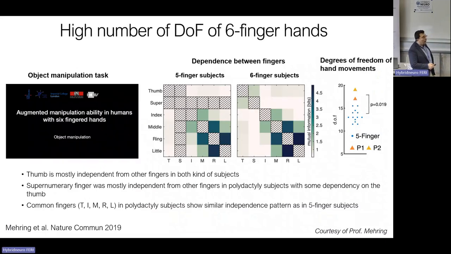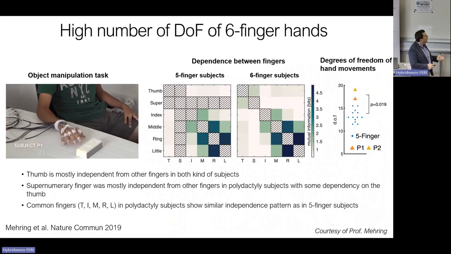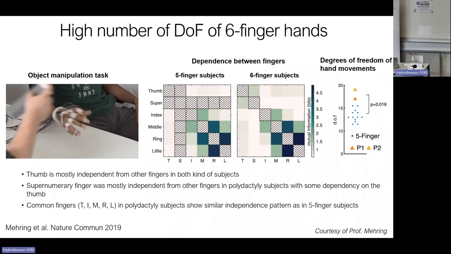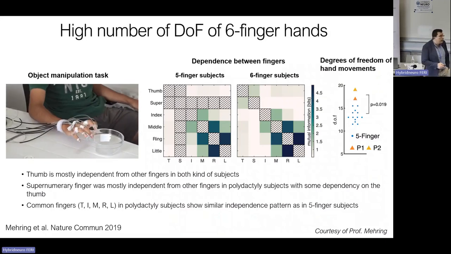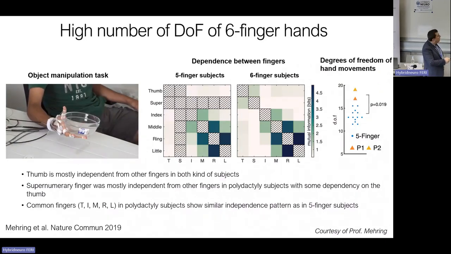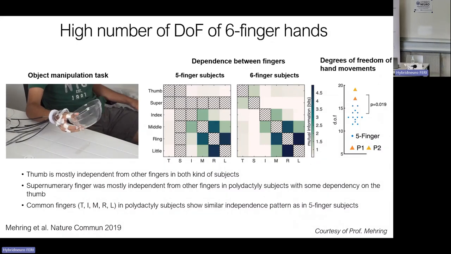And then you would ask, do they really use the additional degrees of freedom? Here you have again videos showing this patient, and a recording of all the joint angles. This further experiment was done to look at how many degrees of freedom they are using. These maps give an idea of the mutual information between the fingers used, so that's an indication of how independently they use the fingers. They are fully comparable, the six-finger with the five-finger individuals. And when you count the degrees of freedom they use in a very complex manipulation task, you can see on average they use functionally more degrees of freedom than five-finger individuals. So they fully use the possibility of that hand.